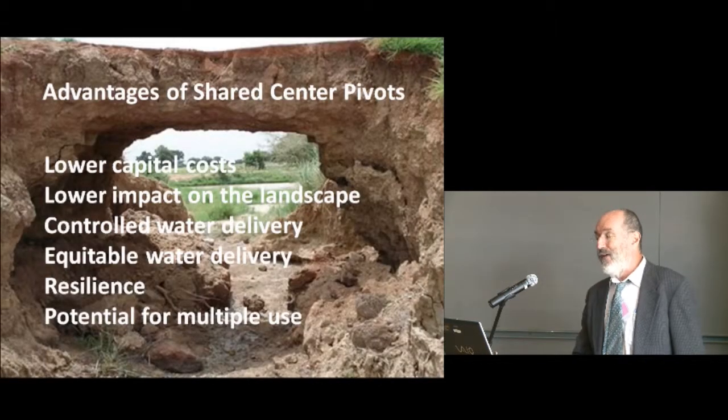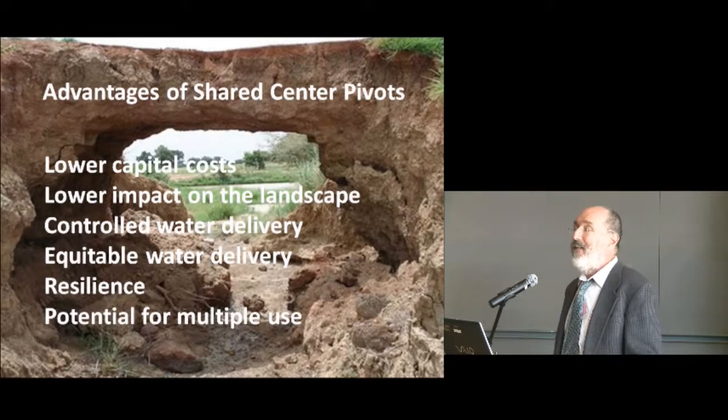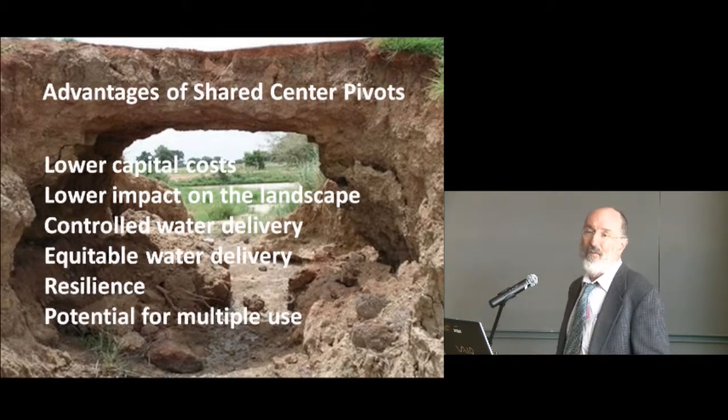Okay, what are the advantages? Lower capital costs. In northern Ghana, a small dam with an irrigated perimeter of 15 to 25 hectares can cost anywhere from $300,000 to $500,000. A center pivot of much larger size, maybe 100 acres, could cost around $250,000 installed.